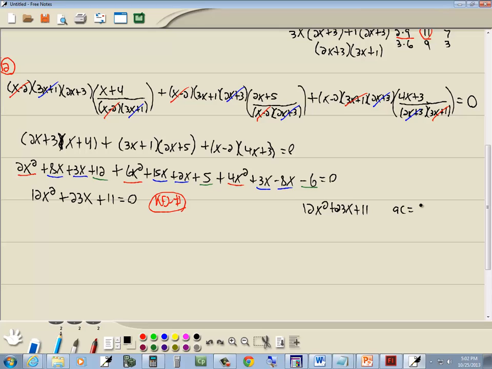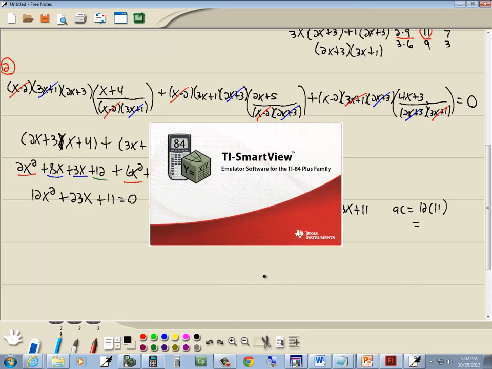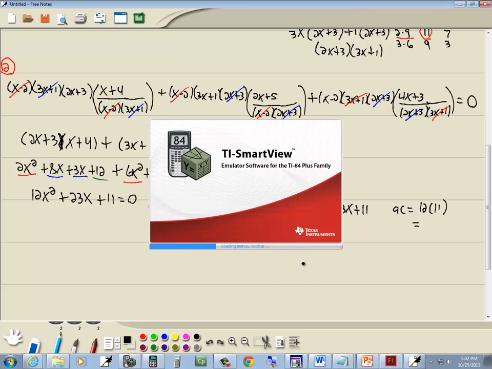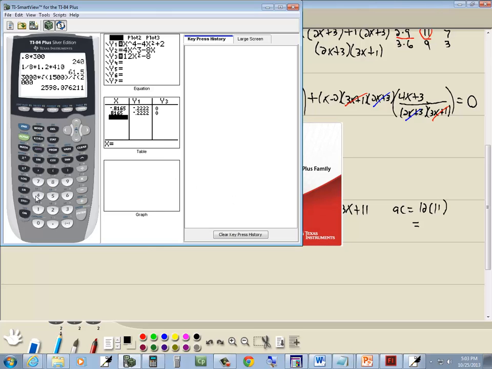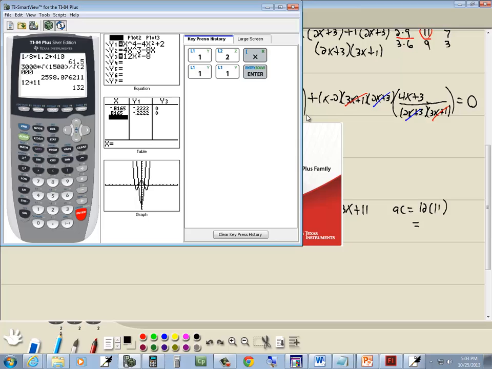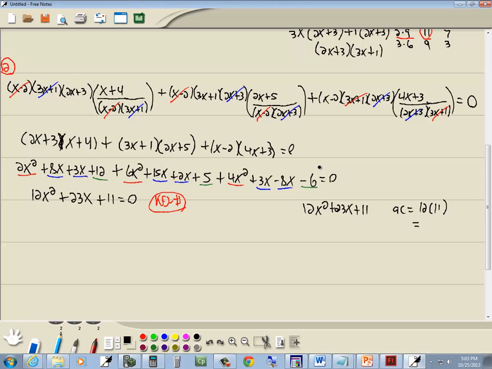Key number, we take a number at the beginning times a number at the end, ignoring signs. I think that's 132, but let me see. Let's see, 12 times 11, 132. Okay. Now we're going to build a PSD table based upon that.